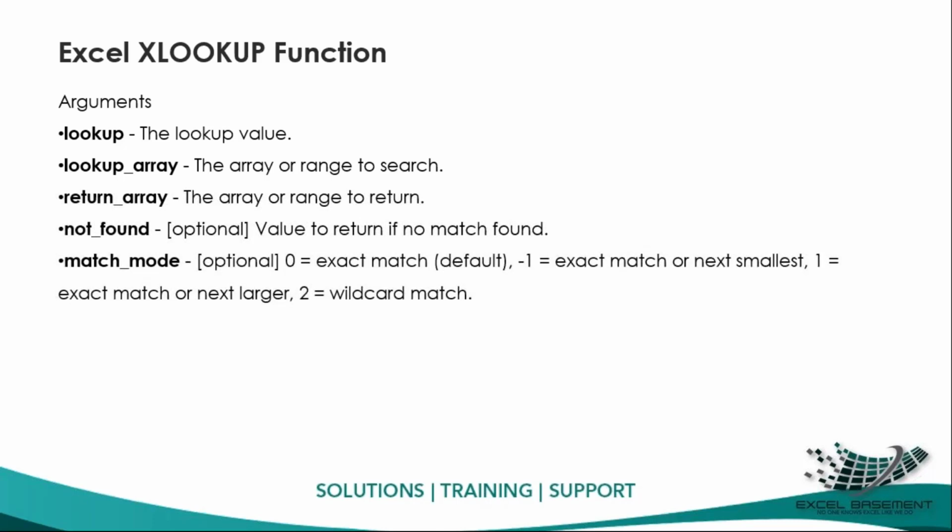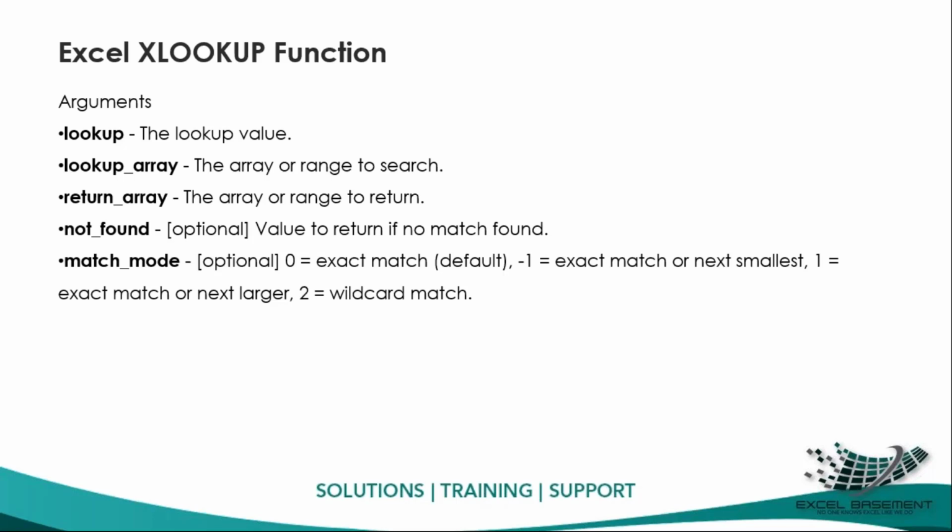Match mode: there are three match modes here. Basically it's optional, and if you skip it, it is the exact match by default. For those of you who are users of VLOOKUP, if we skip the last argument, which is the range lookup, the default there is 1, which is true, the approximate match. But in XLOOKUP, the default match mode is the exact match, which is 0, meaning false.